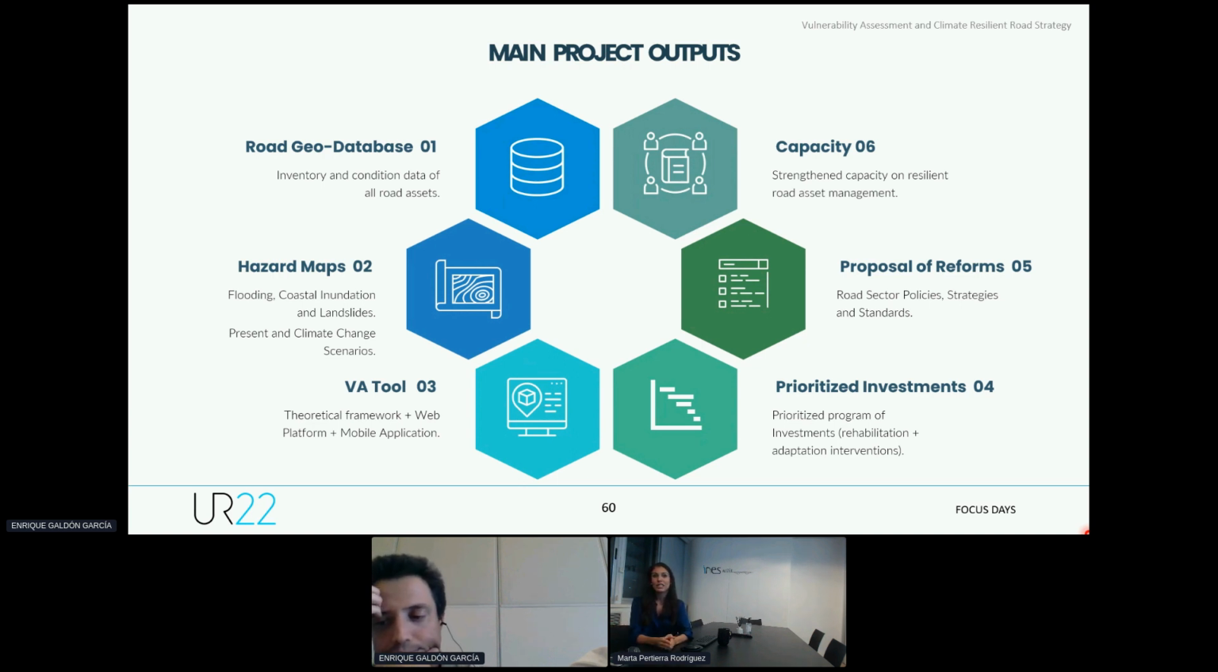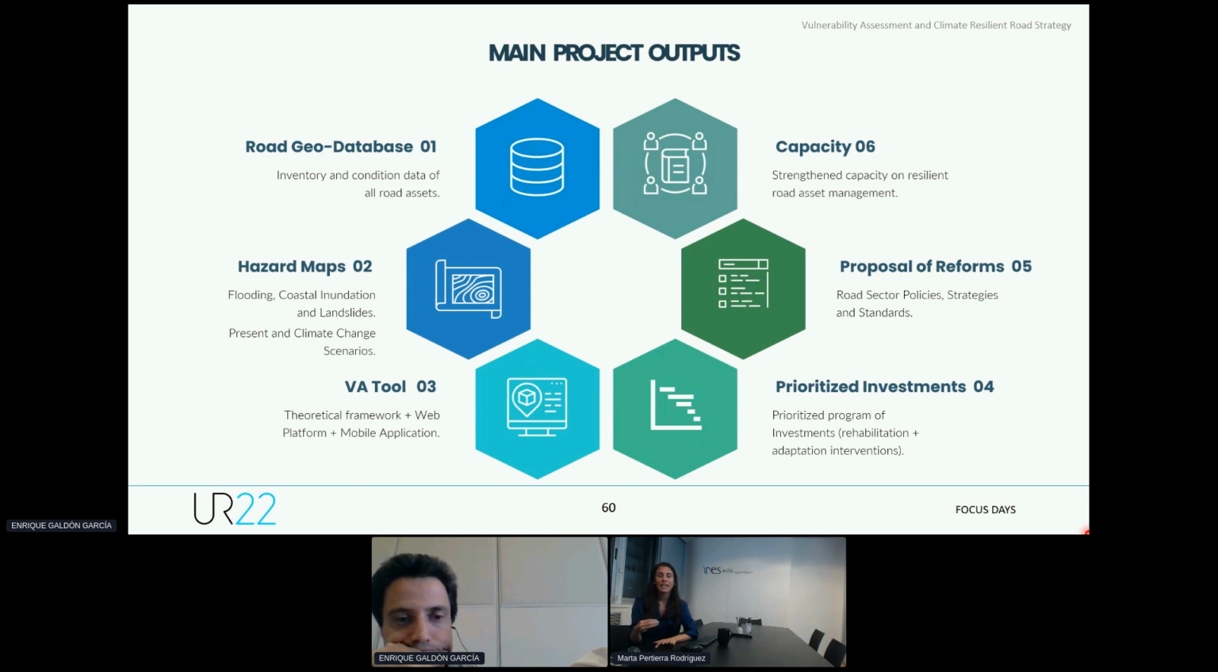The third project output was the vulnerability assessment tool. Afterwards, I'm going to show you what kind of tool we have generated. It has web GIS functionalities, so it allows you to display all the information and all the data that is collected in the geodatabase.